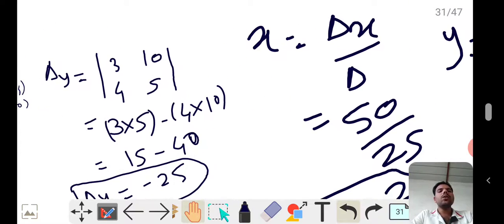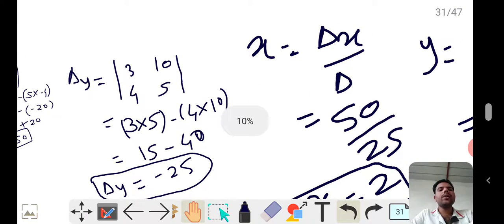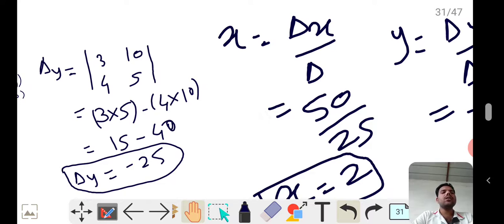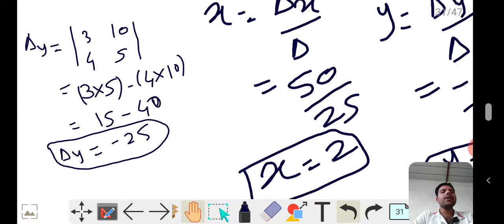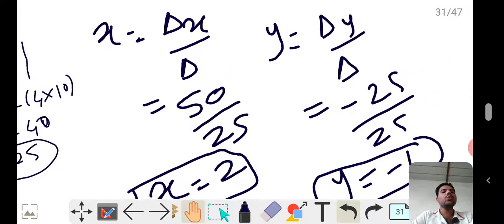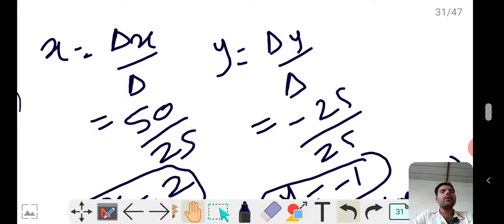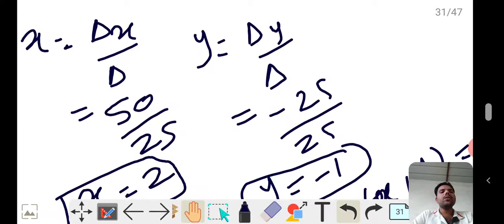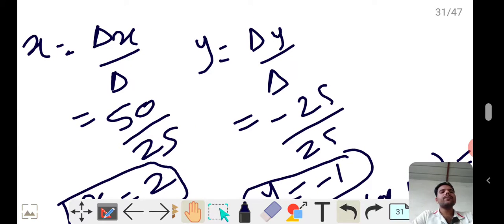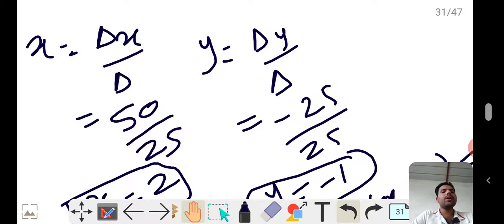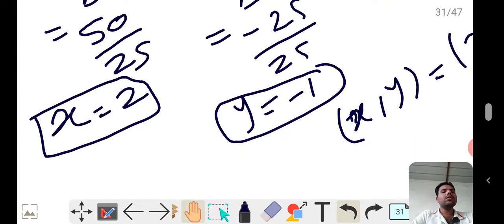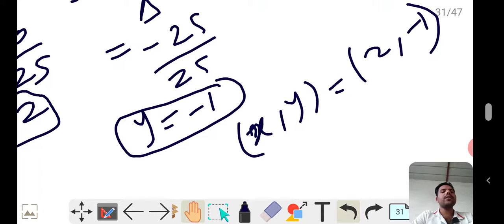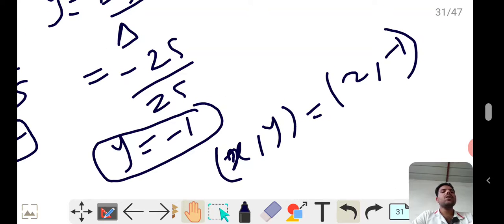So to calculate the value of the x variable, we take the division of delta x by delta. Then we get x is equal to 2. And to calculate the value of the y variable, we have taken the division of delta y by delta. So we get y is equal to minus 1. So our final solution is x comma y is equal to 2 comma minus 1.